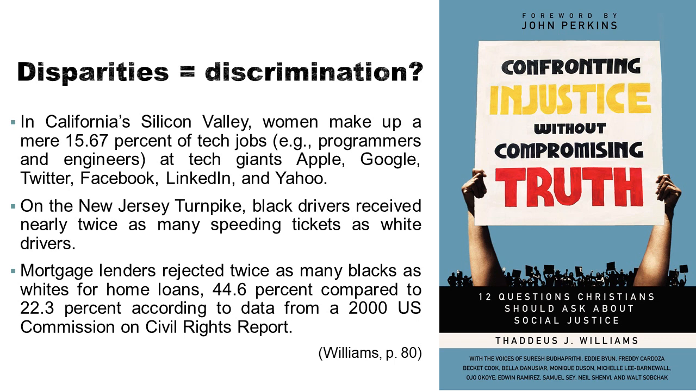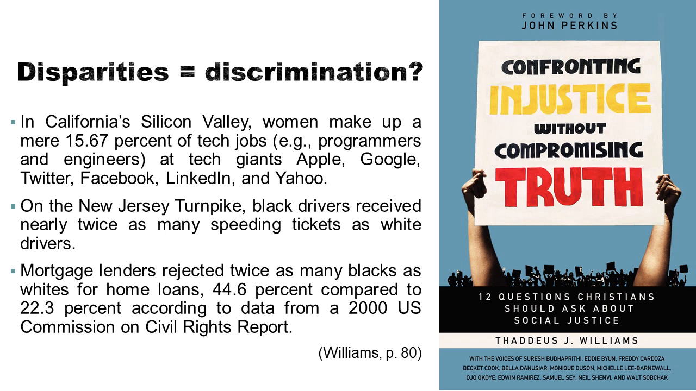On the New Jersey Turnpike, black drivers receive nearly twice as many speeding tickets as white drivers. Third, mortgage lenders rejected twice as many blacks as whites for home loans, 44.6% compared to 22.3%, according to data from a 2000 U.S. Commission on Civil Rights report. So, what do you think? Are these inequalities automatically evidence of oppression, whether sexism or racism? Well, let's unpack these and find out what's actually going on here.